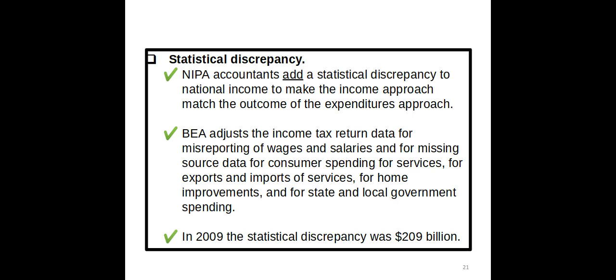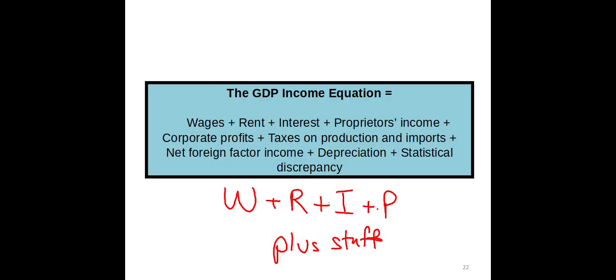But here's the deal. At the end of the day, this is why economists don't use the income approach. You can't even get the income approach without the expenditure approach. And when you look at the bottom there, in 2009, statistical discrepancy was $209 billion. So we're not talking about 35 cents. This is a big deal, and this is why we don't use the income approach. So it's your wages, rent, interest, profit plus stuff. That's the scientific equation for those of you keeping track.